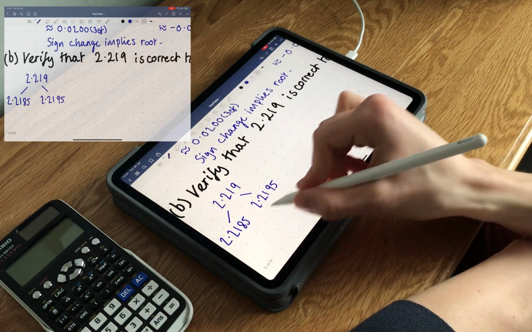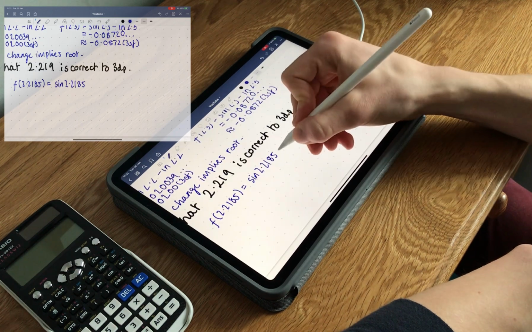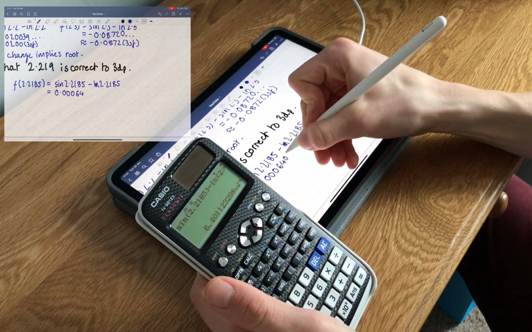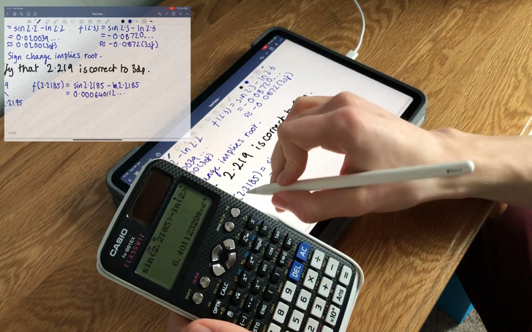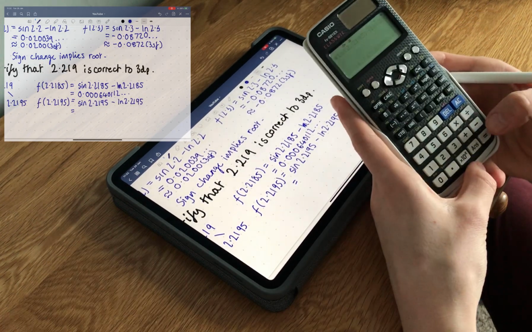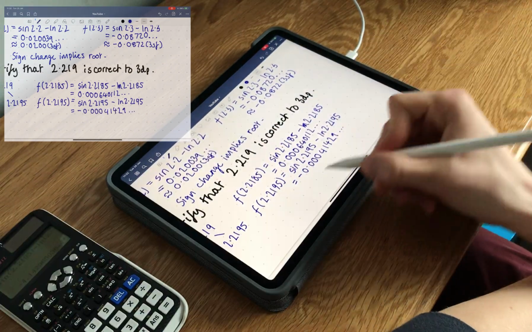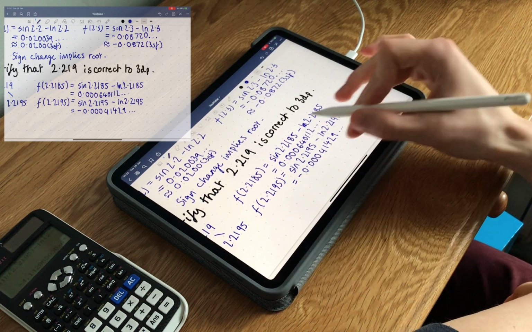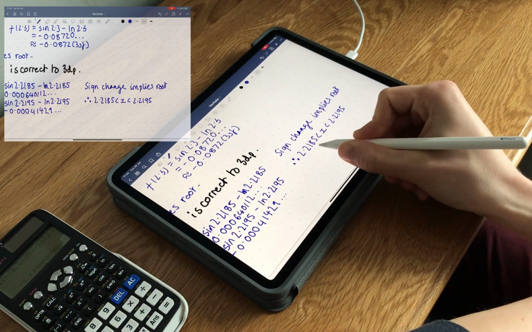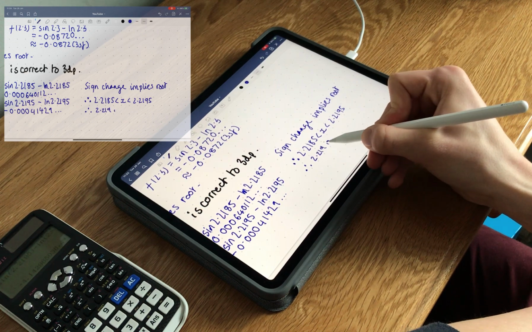And then we want to put both of these values into the function. So we do f of 2.2185, which gives us an answer of 0.000640112, etc. And then we'll do the same thing for 2.2195, and that gives us an answer of 0.0000414, etc., etc. We can see that it's gone from negative to positive within that interval. So we want to go sign change implies root. Therefore, x is between 2.2185 and 2.2195. Therefore, 2.219 is correct to 3 decimal places.